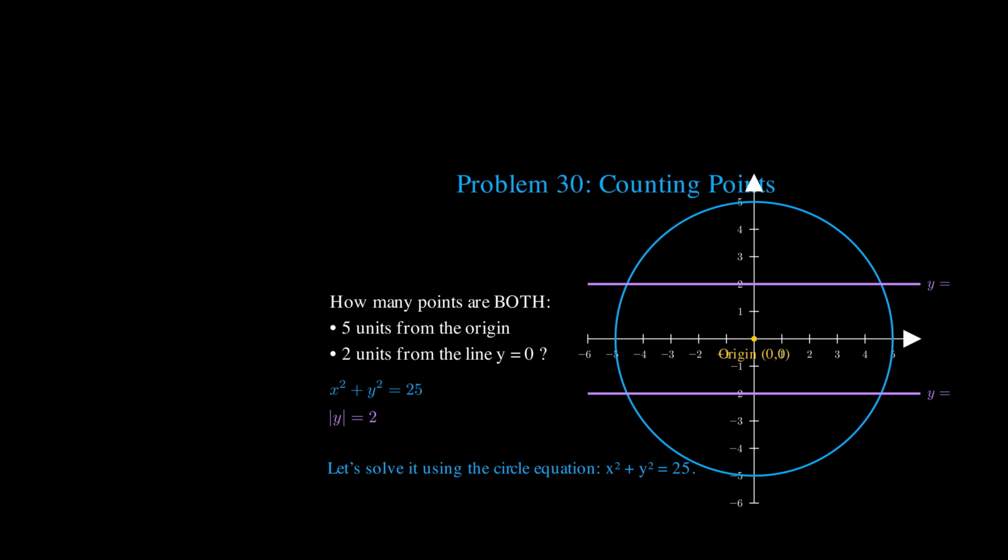Now let's count. The line y equals 2 crosses the circle in 2 places, one on the left and one on the right. And the line y equals negative 2 also crosses the circle in 2 places. So we get 2 points on top, 2 points on the bottom. That gives a total of 4 points. So the number of points satisfying both conditions is 4, which corresponds to answer choice J.